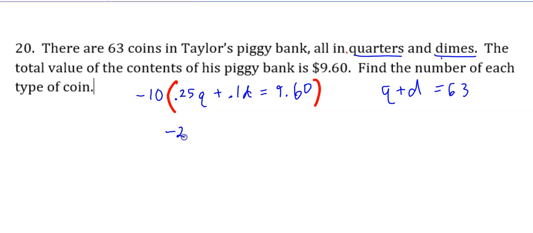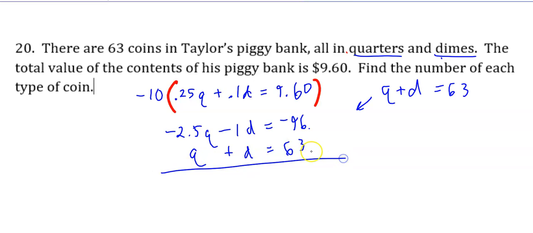So this would be negative 2.5q minus 1d equals negative 96. So we can now line up the equations. I'm going to move this over here. So q plus d equals 63. I like elimination a little better. If you add them, that's going to be negative 1.5q equals negative 33.